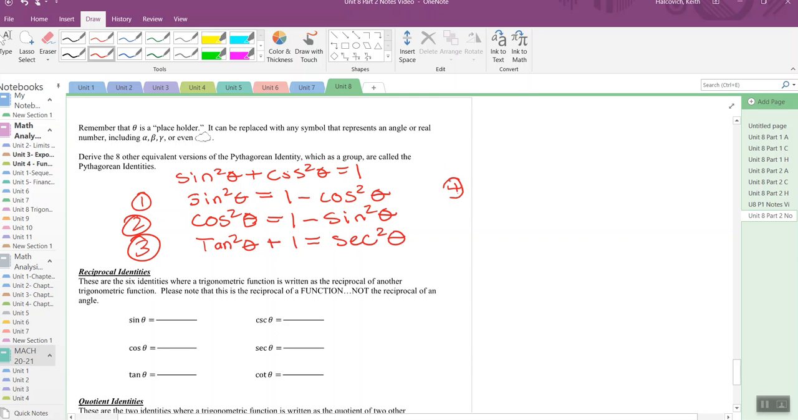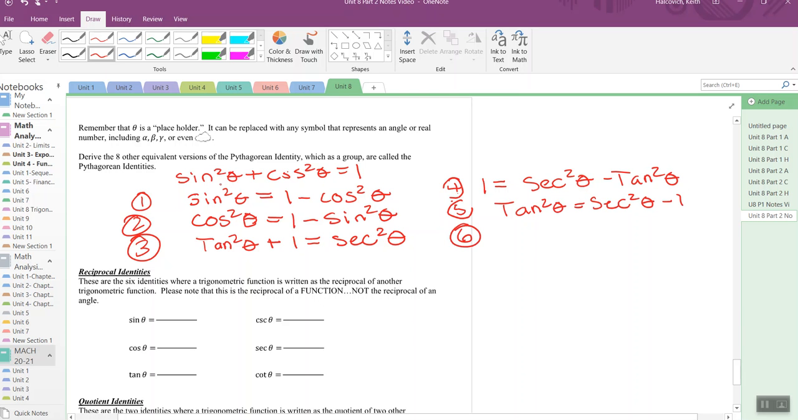If you divide by sine squared, well, first let's manipulate this one. So if I move the tangent squared over, I get 1 equals secant squared minus tangent squared. And then if I move the 1 over, I get tangent squared equals secant squared minus 1.